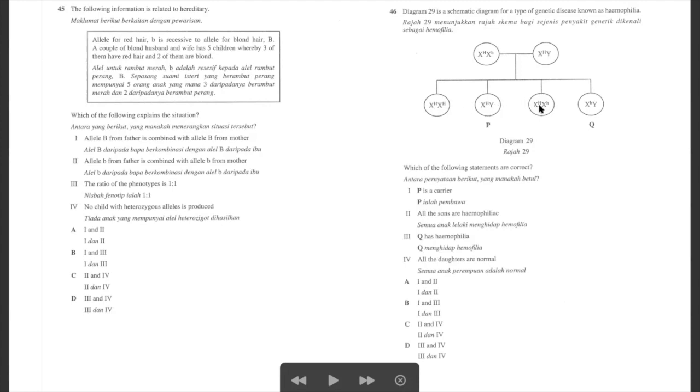So yang kedua, yang ni pun normal juga. Sebab apa? Dia ada H besar. H besar maksudnya dia adalah dominant allele. Okay, dominant allele will always be expressed over recessive allele. So yang ni pun dikenali sebagai normal.